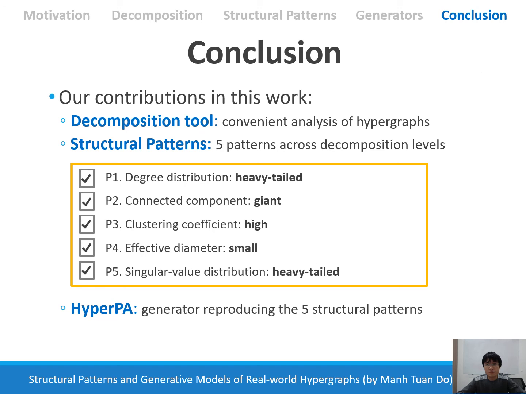Finally, we propose our model, HyperPA, which is a simple hypergraph generator capable of reproducing the 5 structural patterns of the real-world hypergraph.